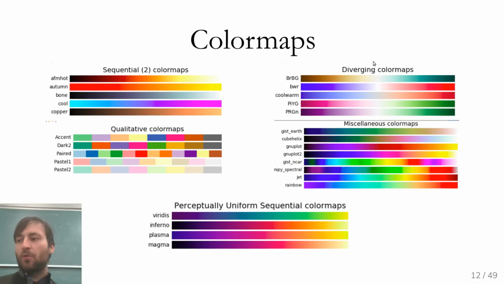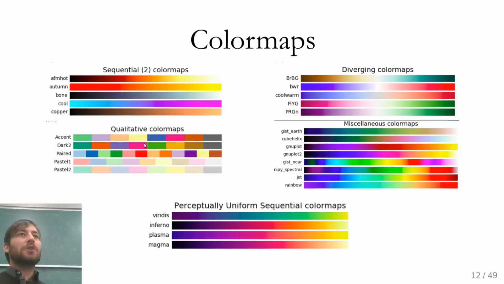So I want to talk a little bit more about color maps, because I think they matter quite a bit. Here are some of the color maps that are in Matplotlib. And you can see that there's basically 5 different kinds that they distinguish here. And so I mostly care about color maps for visualizing continuous quantities.